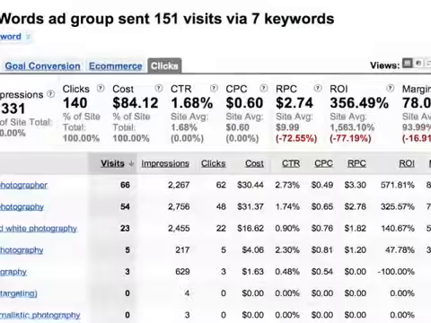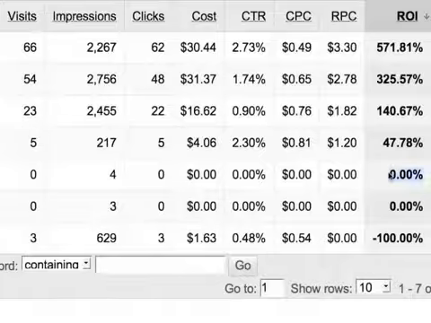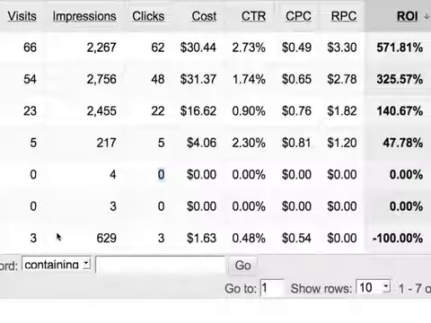Here, we can sort our keywords based on ROI. An ROI of 0% means that you earned in revenue the same amount of money that you spent. In these cases, there were 0 clicks and therefore 0 cost and 0 revenue. An ROI of 100% means that you made twice the amount of money you spent. For example, you spent $5 and made $10.